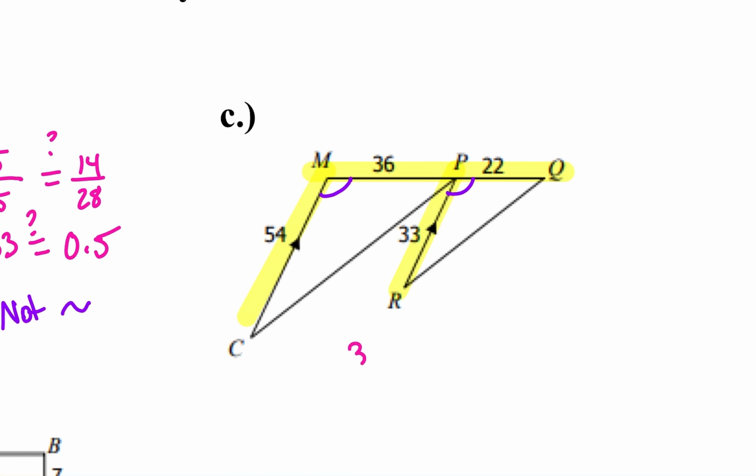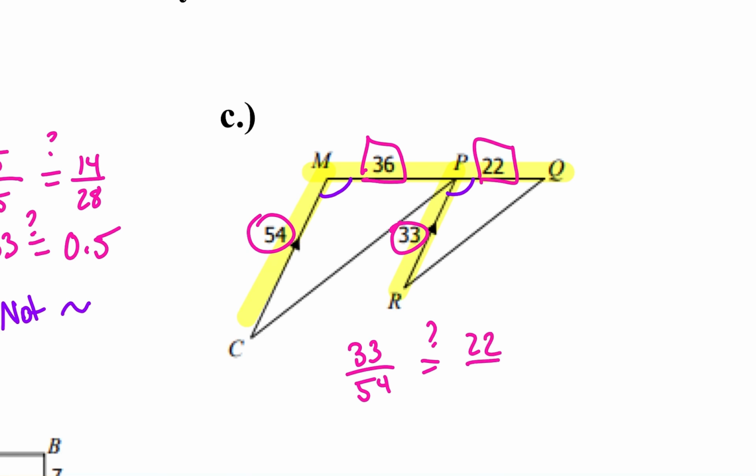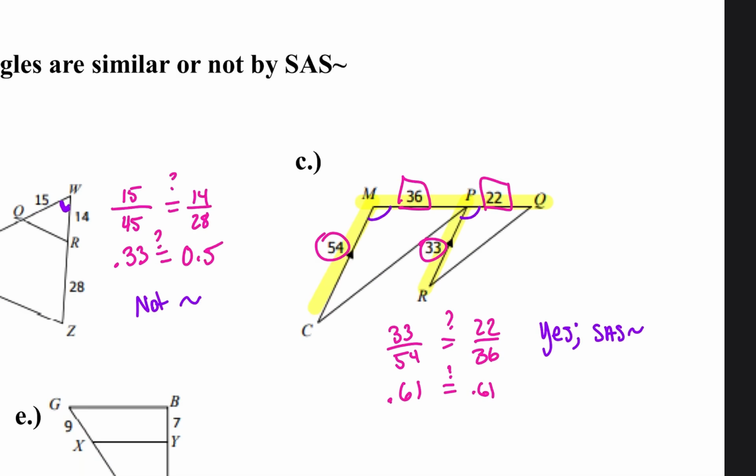So let's set that up. We're going to put the smaller one again on top. So 33 divided by 54, that's for this and this. And then these two is going to be 22 divided by 36. We have to ask ourselves, are they equal? So 33 divided by 54 gives us 0.61 repeating. And 22 divided by 36 gives us 0.61 repeating. So we would be able to say, yes, these are similar by side angle side similarity.